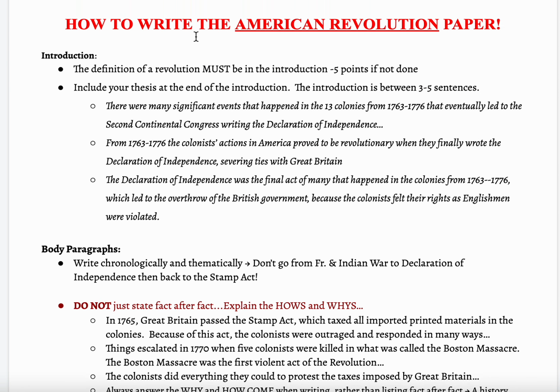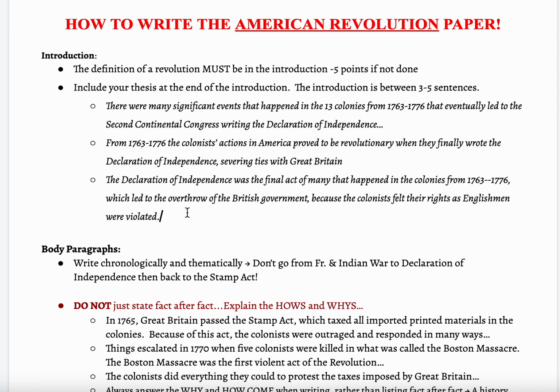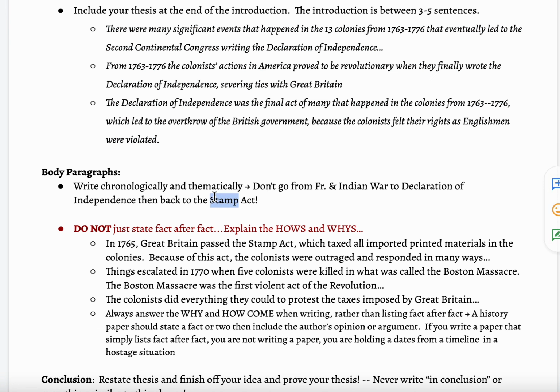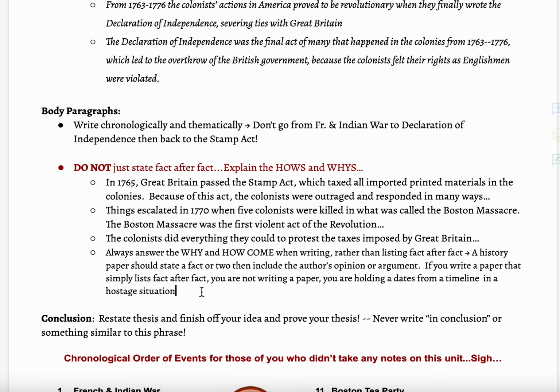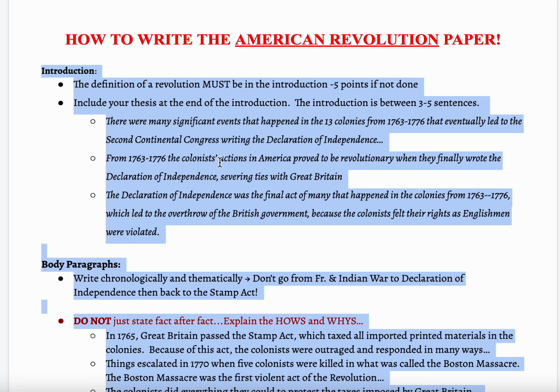Now, writing the American Revolution paper, again, you've got your introduction. Include the definition of a revolution. These are examples of great introductory paragraph sentences. Again, chronological order. Again, all the stuff I just mentioned. Actually, all this stuff I just talked about a minute ago. I guess I didn't delete that.